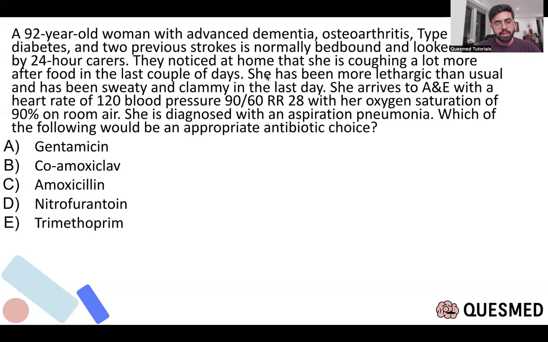Okay, we'll stop it there. So most people have gone for B, co-amoxicillin. We've got a patient here who's presenting with signs and symptoms that potentially suggest an aspiration pneumonia, and it's asking what kind of antibiotics you're going to give. And B is in fact the correct answer, co-amoxicillin.